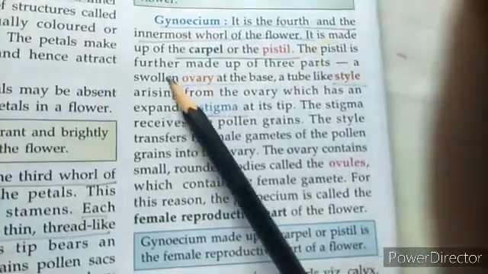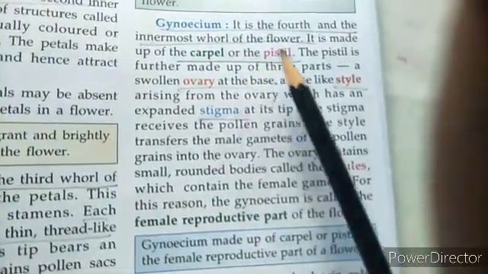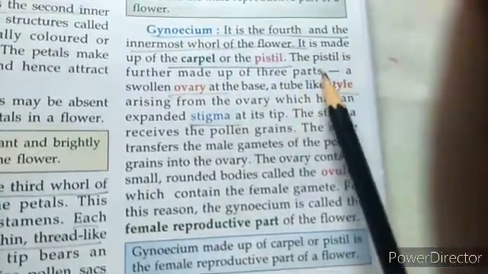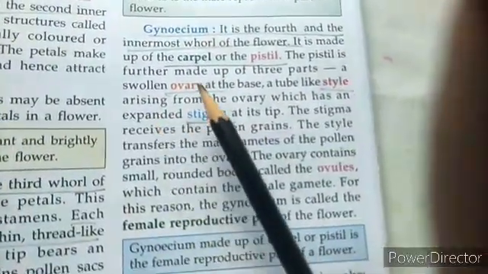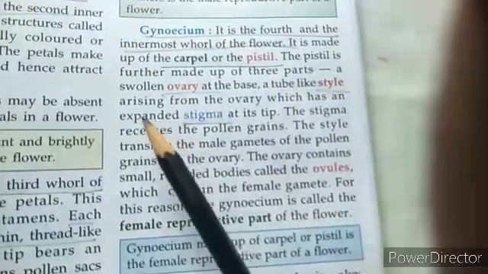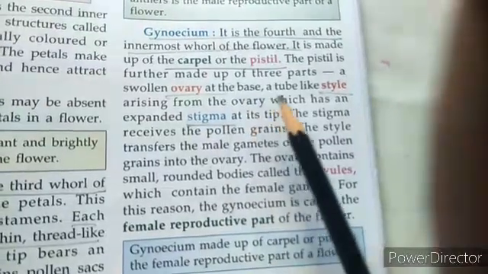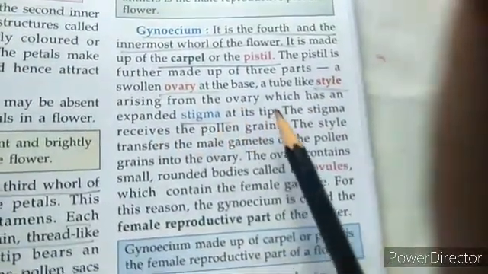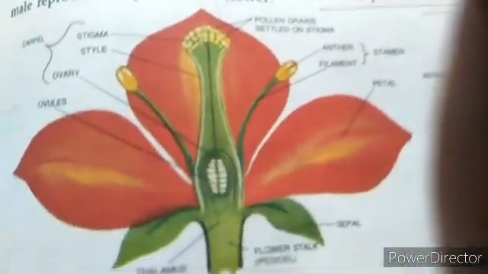It is made up of the carpel or the pistil. The pistil is further made up of three parts: a swollen ovary at the base, a tube-like style arising from the ovary, which has an expanded stigma at its tip. So let's have a look and see.